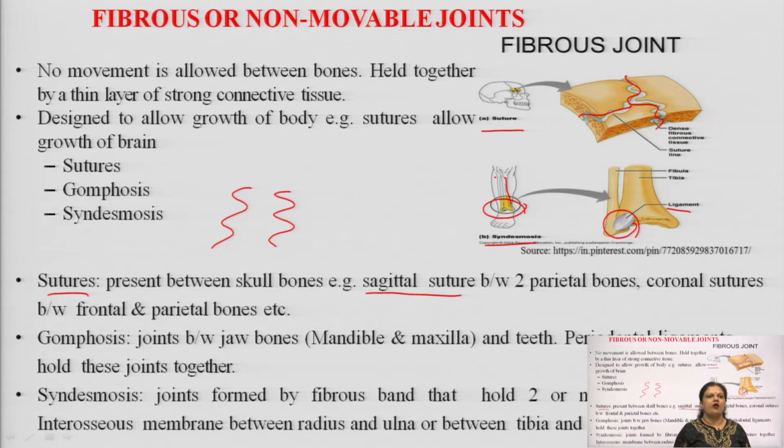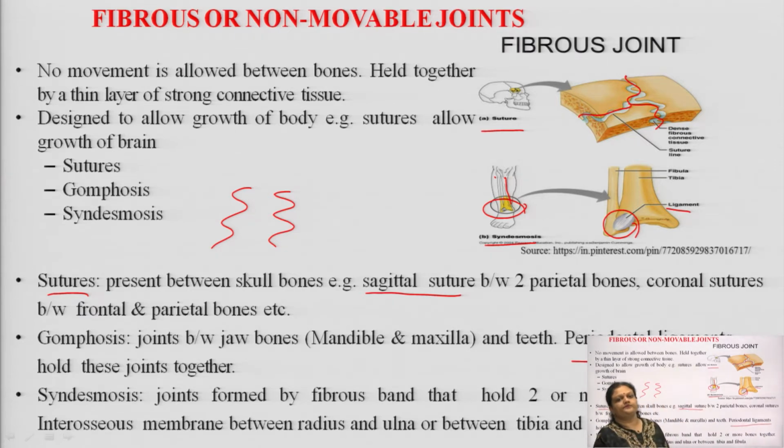Second, coming to the gomphosis. Gomphosis are the joints between the jawbones, the upper jaw and the lower jaw, which are the maxilla and the mandible. The jaw also comprises teeth. Periodontal ligaments are present there, which hold the upper maxilla and the mandible together. These are joined by the presence of this periodontal ligament.